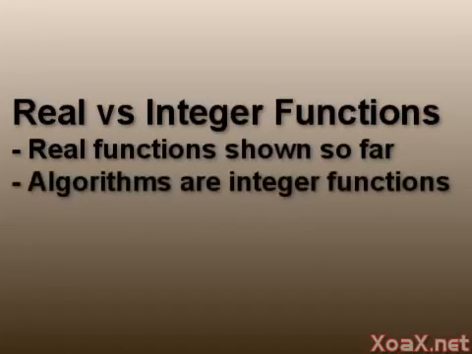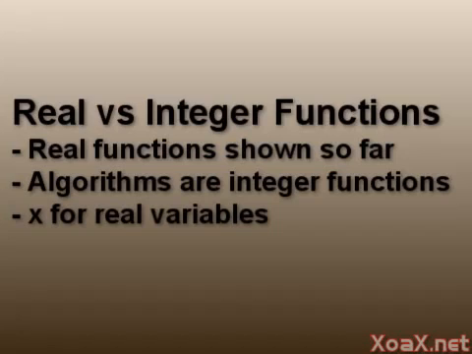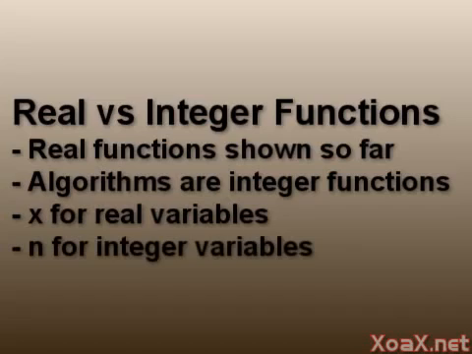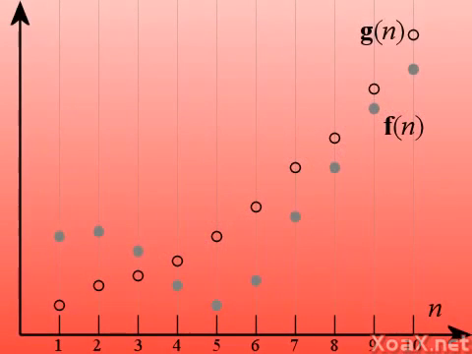For algorithms, the input size is generally a positive integer, like the size of an array for a sorting algorithm. In this case, we can think of our f and g as functions on the positive integers. In mathematics, x is used to signify a real variable, while n is used to signify an integer variable. Like Hungarian notation in programming, this notation allows us to see more immediately what is going on, so we will use it. Using this notation, here we see the graphs of two example functions f of n and g of n, given by the solid gray and hollow black dots respectively.